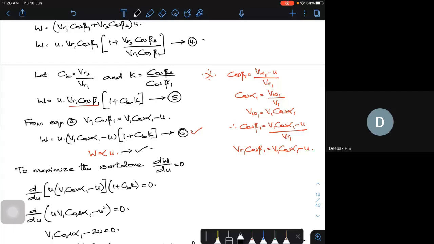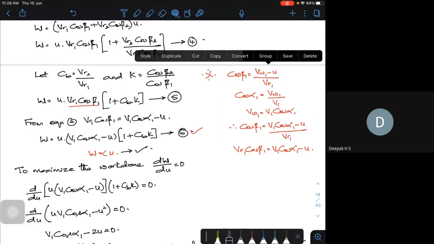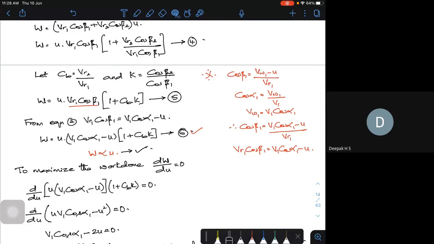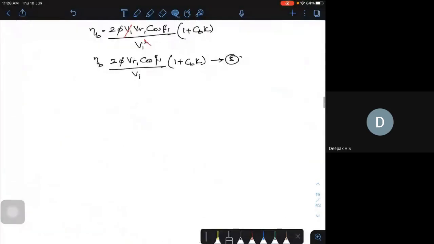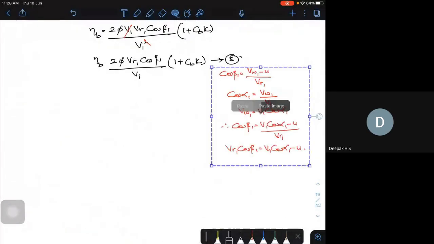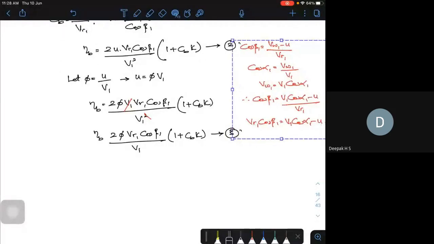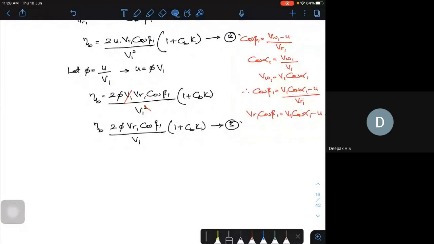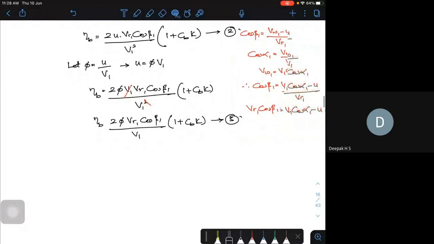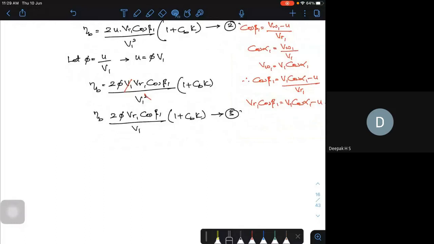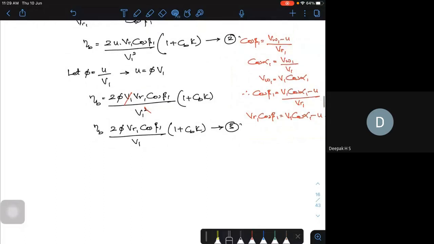I hope you remember this particular expression. VR1 cos beta 1 is equal to V1 cos alpha 1 minus U. That I'm going to write. I should have done that before, then I should have substituted. Okay, let me do that then.